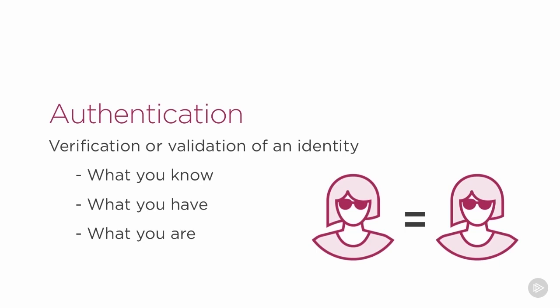And of course, the third way, often called biometrics, is what you are, where we look at a person's physiological characteristics such as a fingerprint, an iris scan, or a retina scan, or we look at their behavioral characteristics: signature dynamics, keystroke dynamics, voice prints, the way they do things. Those are behavioral biometrics.